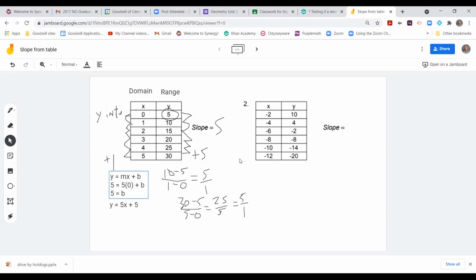So what would be the slope in our second problem there? It's problem number 2. You got it already, Tony? What do you get? Okay, Tony thinks it is -6.